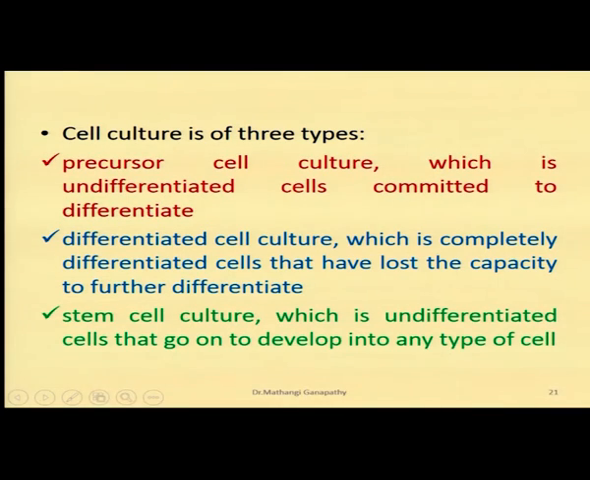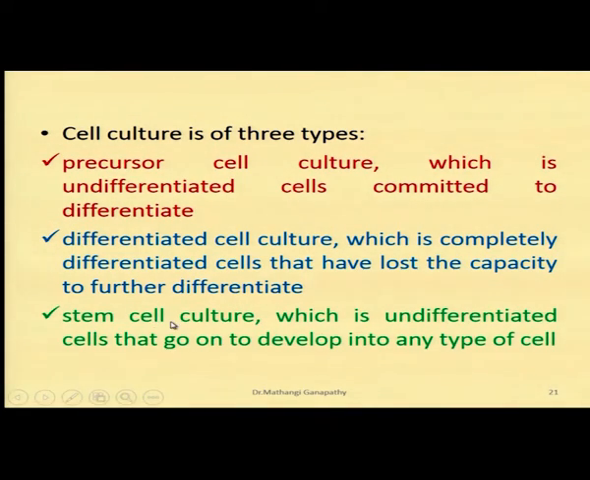There are three types of cell culture. One is the precursor cell culture. Here, undifferentiated cells are committed to differentiate. So, undifferentiated cells which are not yet destined to become a particular tissue, when you culture them, will differentiate to become that particular tissue. Then differentiated cell culture. Here, completely differentiated cells that have lost the capacity to differentiate. So, these will be maintained as such, but they will not differentiate further.